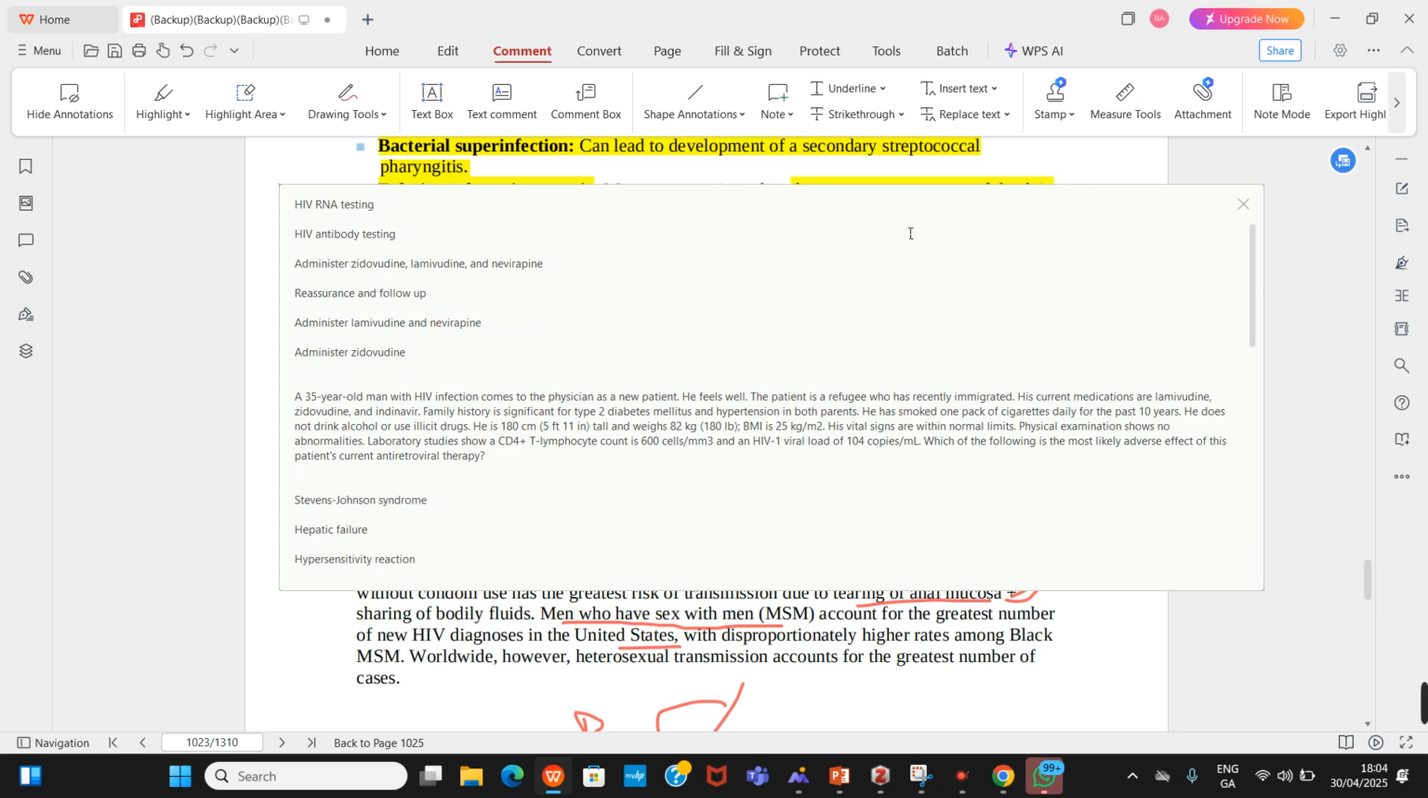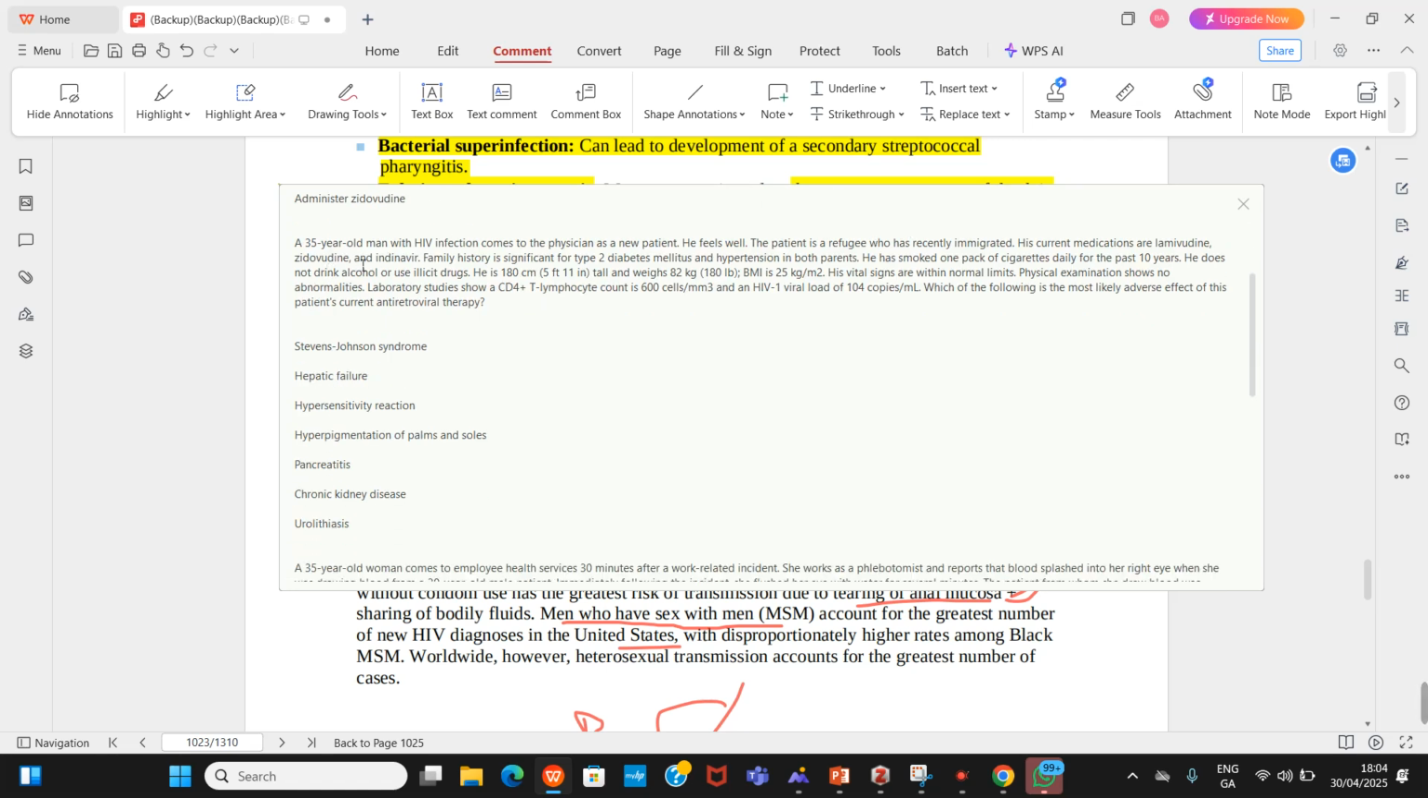Administer zidovudine. Straightforward. A 35-year-old man with HIV comes to the physician as a new patient. He feels well. The patient is a refugee who recently immigrated. Current medication is lamivudine, zidovudine, indinavir. Family history is significant for type 2 DM and hypertension in both parents. He has smoked 1 pack of cigarettes daily for 10 years. He does not take alcohol or drugs. Vitals are within normal limits. Physical examination shows no abnormality. CD4 count is 600 and HIV-1 viral load is 104. Which of the following is the most likely adverse event of this patient's current antiretroviral therapy? Which one is he taking?